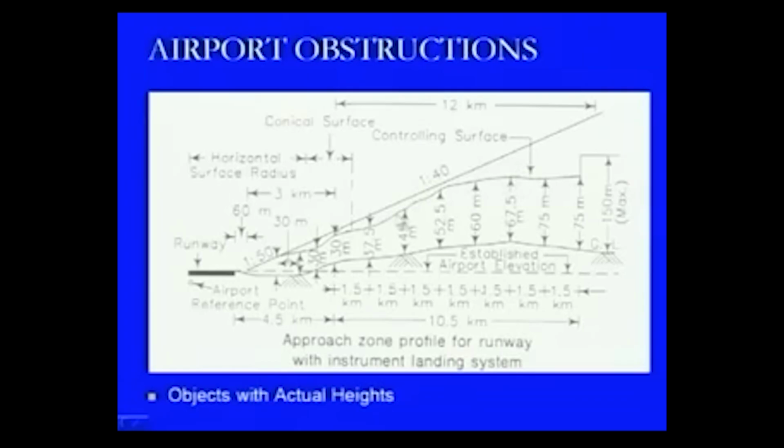So, this is the controlling surface, and this is the flight path which should be clear of this particular clearance line. So, this is the clearance line, and above this clearance line there can be a flight path by which the aircraft can come and may land or may take off. So, that is the same thing which we have discussed in some of the previous slides.